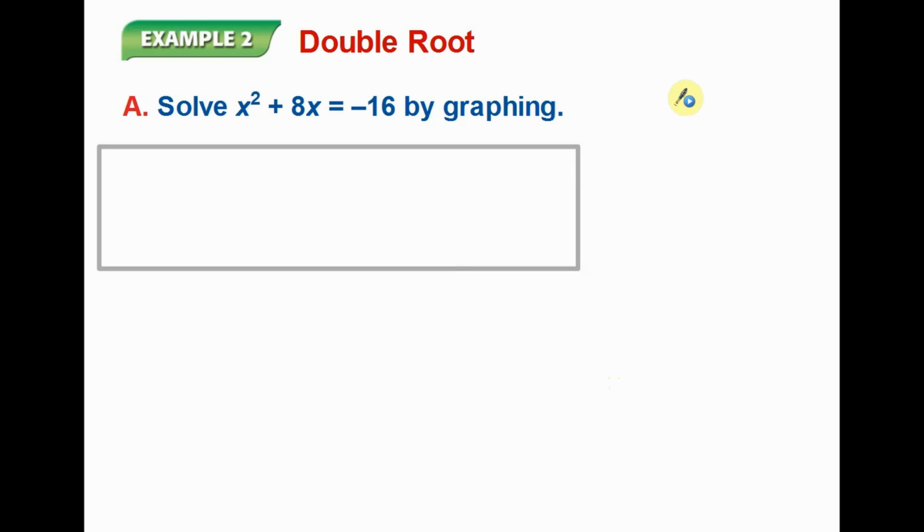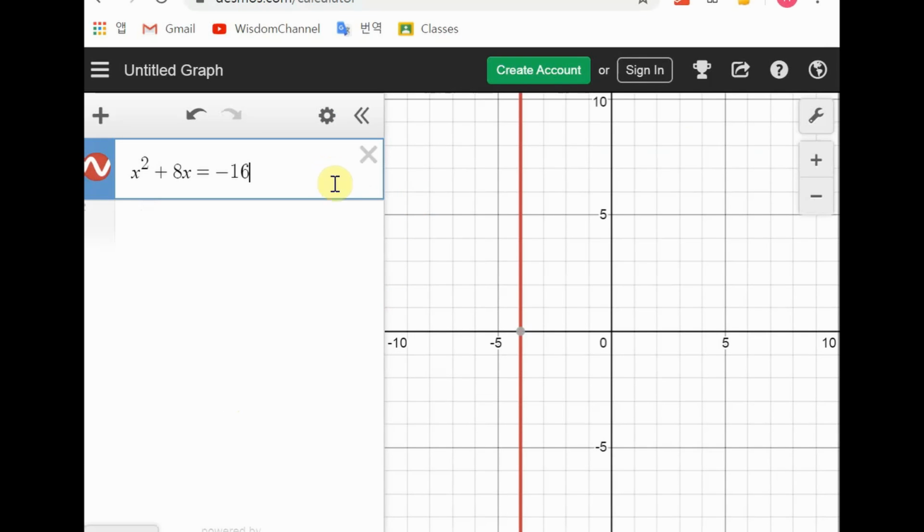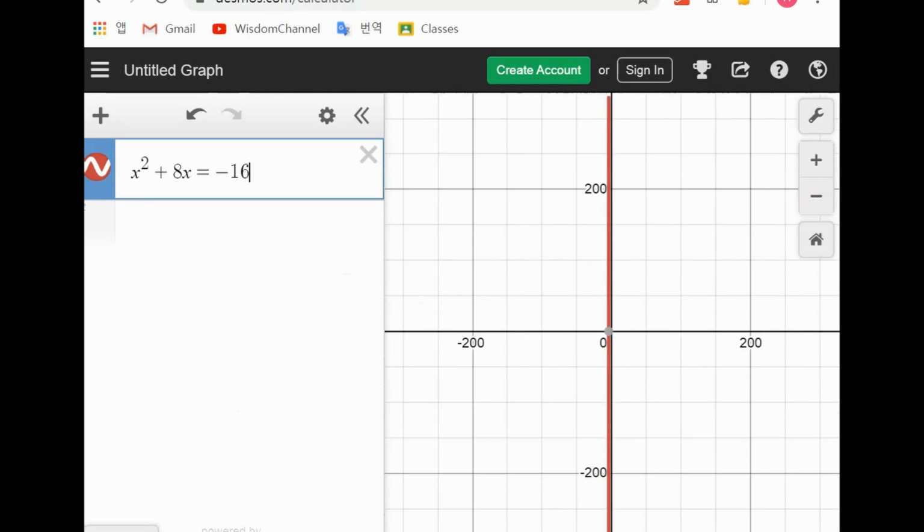Example number 2, solve x squared plus 8x is equal to negative 16 by graphing. In the last chapter, you were asked to use ZPP a lot, where you had to solve this equation by having 0 on the other side. When you are using a graphing calculator, we're going to do similar steps. That's because when you graph x squared plus 8x is equal to negative 16 on Desmos, you would realize that you just get one line. It doesn't change even though you zoom out.